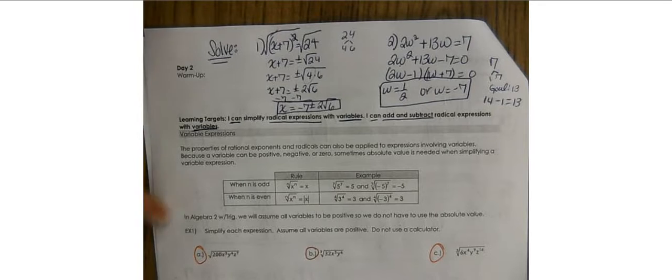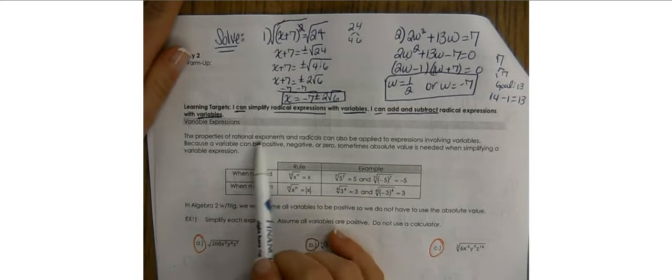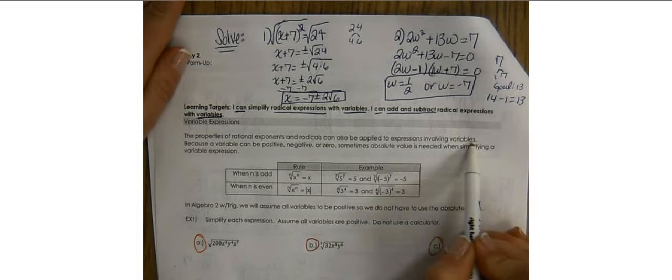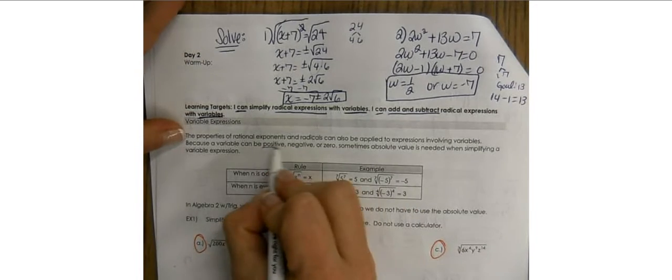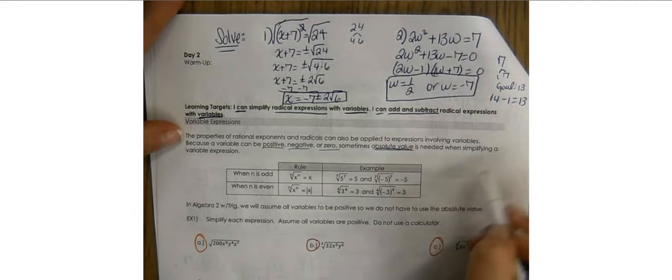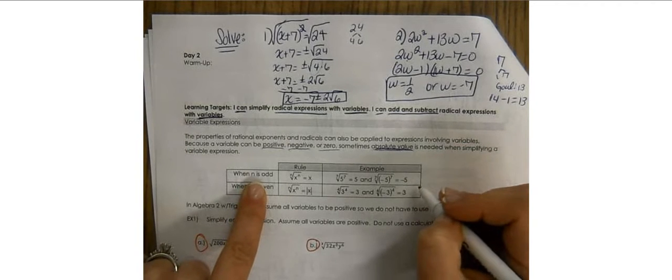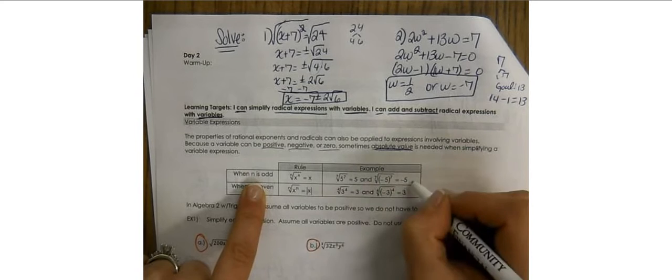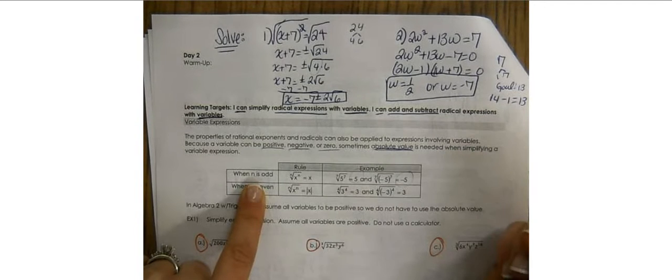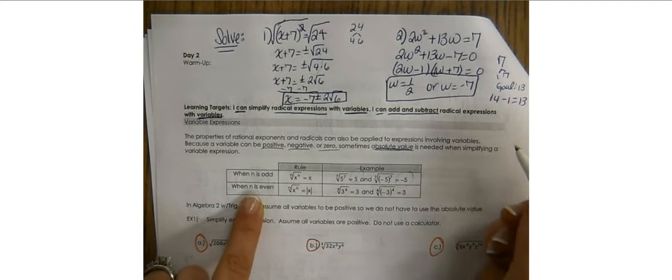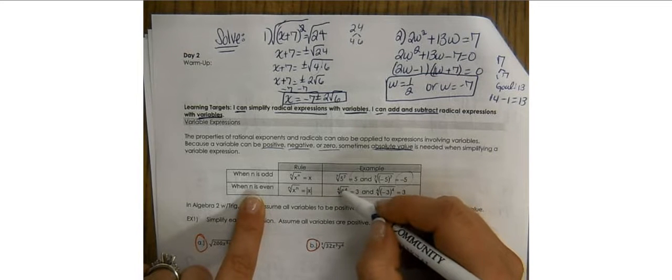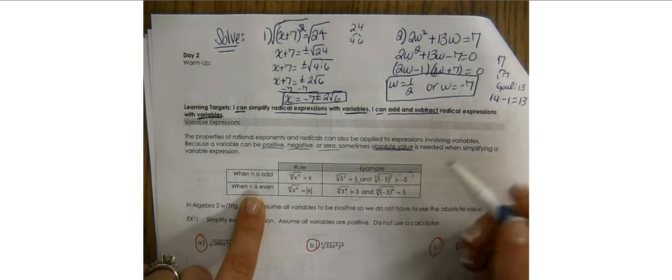So that's another thing that you should be able to do by the end of this lesson. So it says, the properties of rational exponents and radicals can be applied to expressions involving variables. Because a variable can be positive, negative, or 0, sometimes the absolute value is needed when simplifying an expression. So whenever you're working with an odd number, if you're taking the odd root, you could end up with a negative number, or you could end up with a positive number. And whenever you're taking the even root of a number, we typically are working with a positive number, or the absolute value of it.